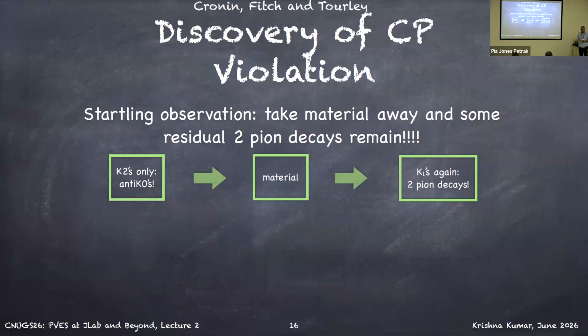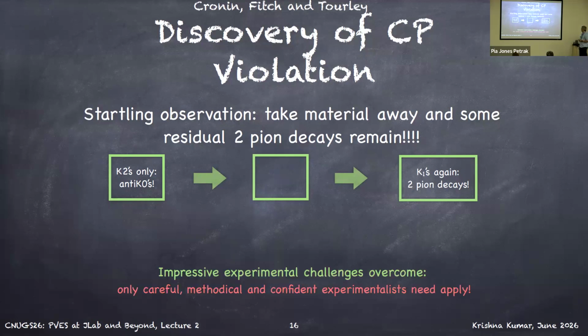But here's what happened in the experiment. And they did discover this by accident. They removed the material, and they still saw 2 pion decays.